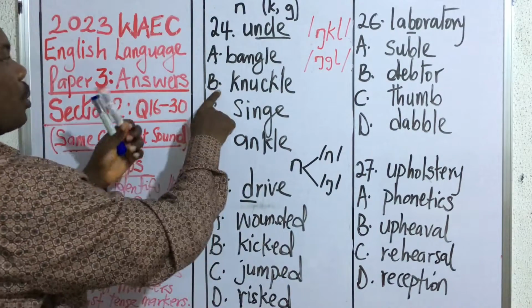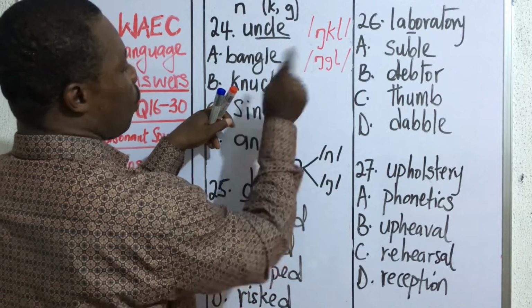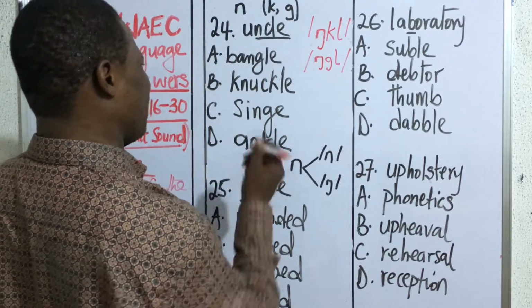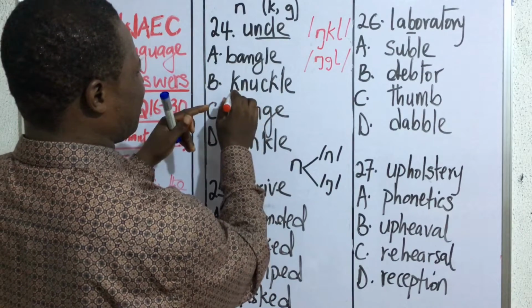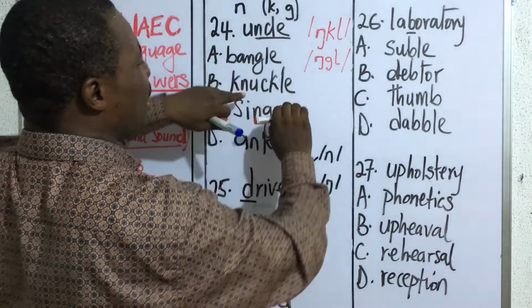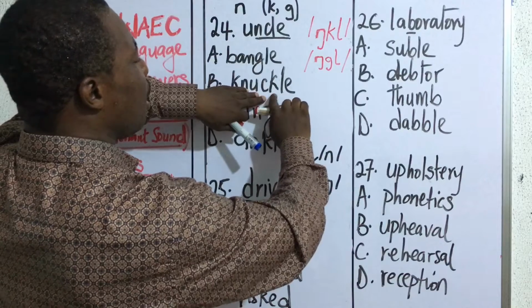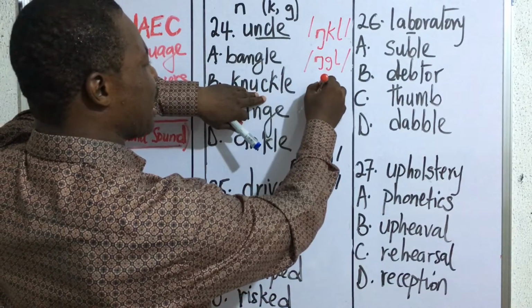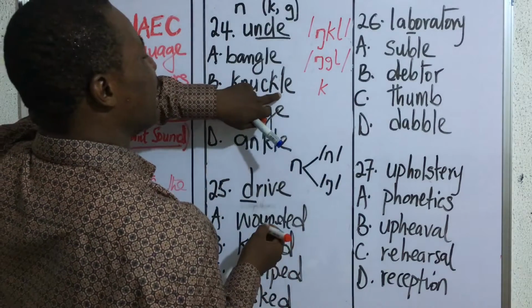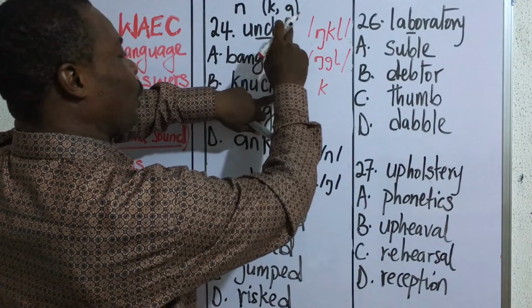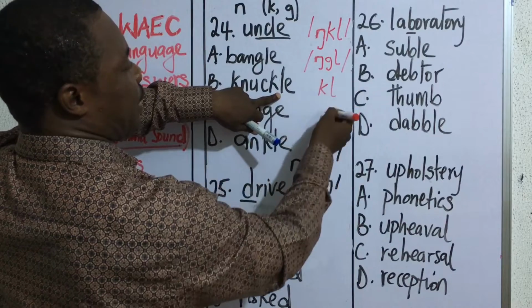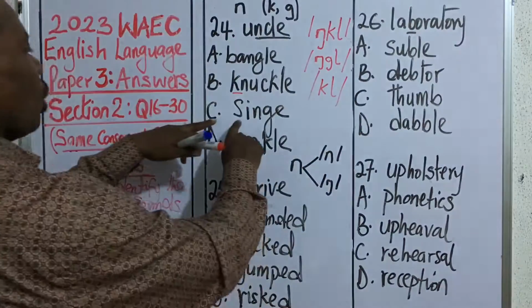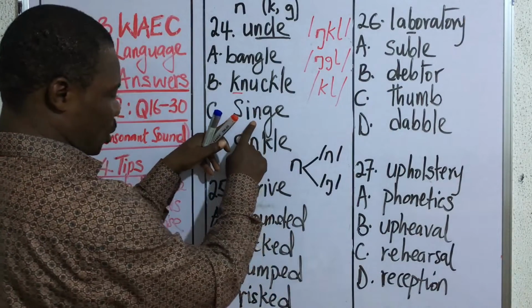Then option B, you have knuckle. For this knuckle, what we have here is that at the beginning you just have an N sound here, so we're not going to reckon with that. But here you have knuckle. So this C and K will give you K sound, and then L, I've already explained that in oral English, all LE are realized as what? L. So you have KL. That's cool. Option C, singe.